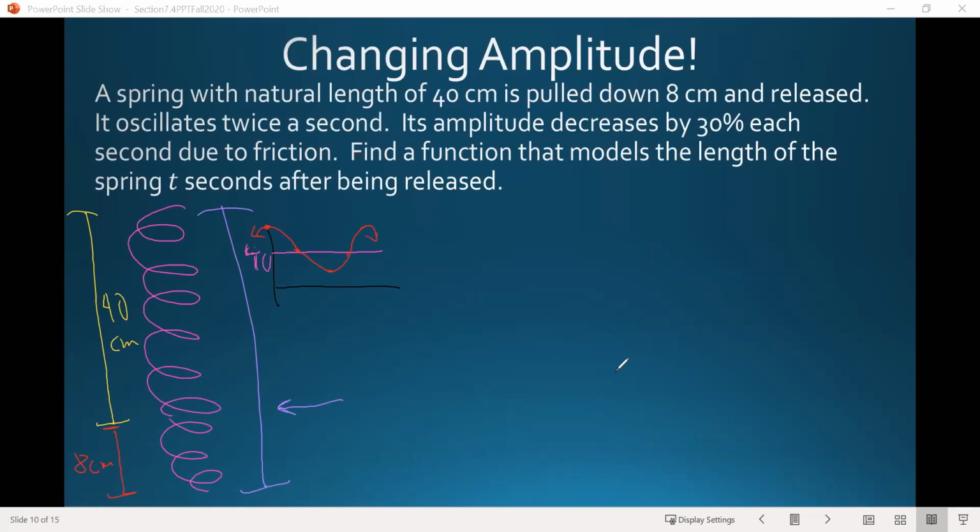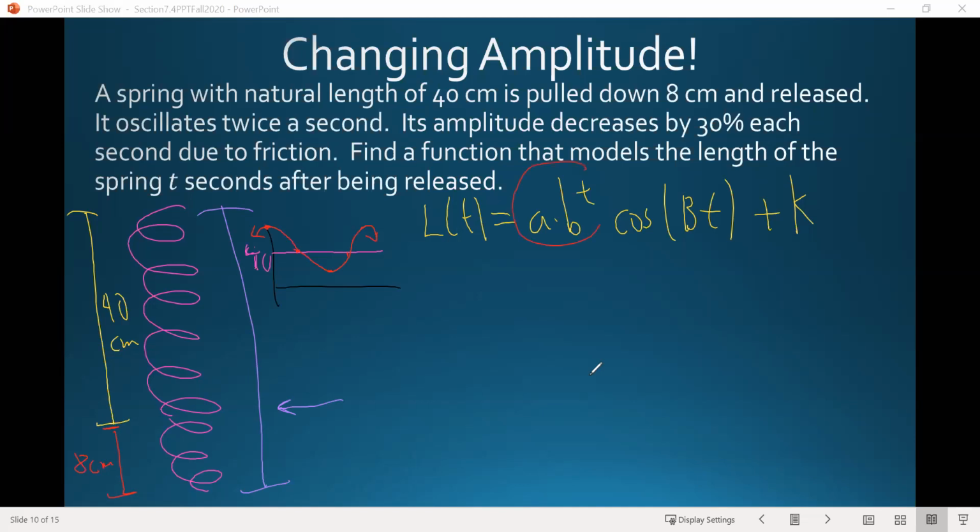So it looks like our function over time would look something like this, which looks to be cosine. So the function we'll write, I'll call L of t for length. It'd be of the form a times b to the t times cosine of capital B t plus k. And let's think about what each of these things will be.